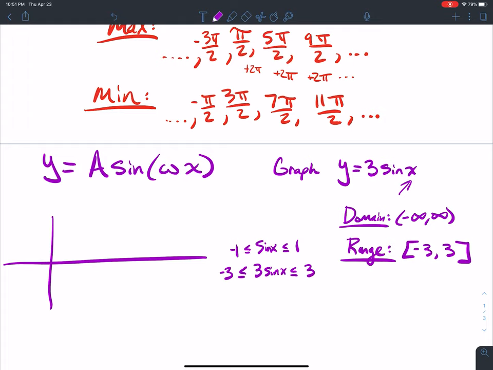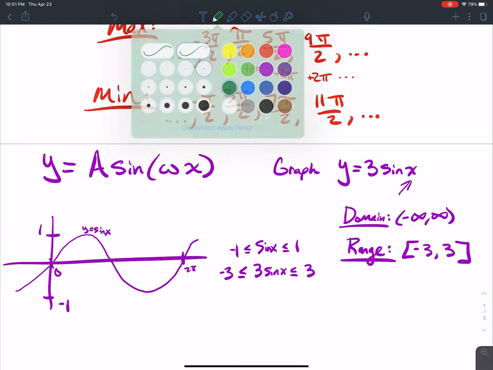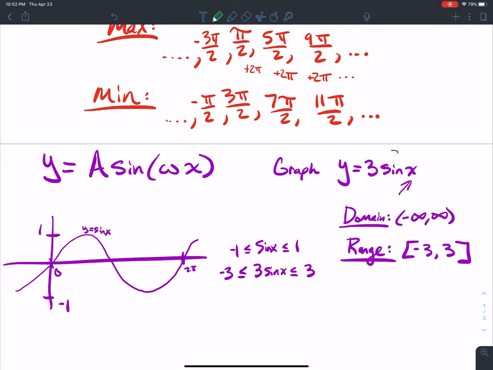So our typical sine curve looks like this. Okay, so maybe this is out at 2 pi. That's at 0. And so it goes up 1 and down negative 1, right? Now, what did we change here? So that was y equals the sine of x. What about 3 sine of x like we've got here?